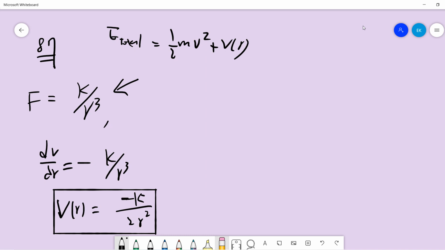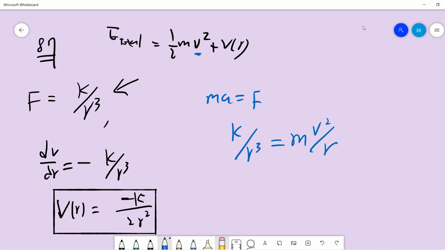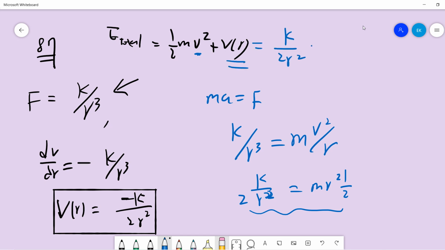There's a minus sign. Okay, so then we need to find the velocity. Basically F equals ma. So we have k over r to the 3 equals mv squared over r. So mv squared is k over r cubed times r, which is k over r squared. So half of this: you have k over 2r squared plus V of r.